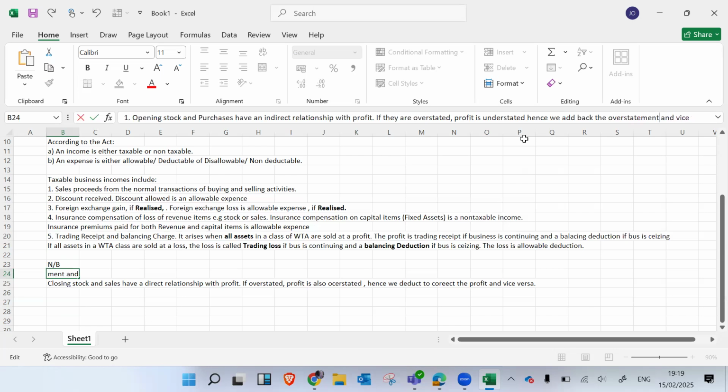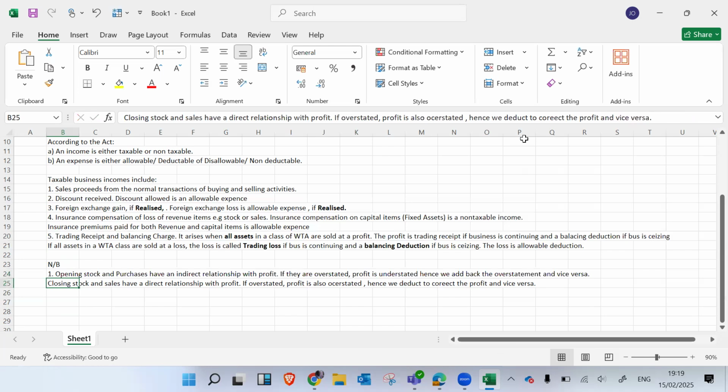We are adding back the overstatement to correct our profit. If the opening stock is overstated, profit is understated, meaning they have reported a lower profit. So we have to increase the profit to correct the mistake. The closing stock and sales have a direct relationship. If they are overstated, profit is also overstated. And if the profit is overstated, we have to reduce it because it is in excess.